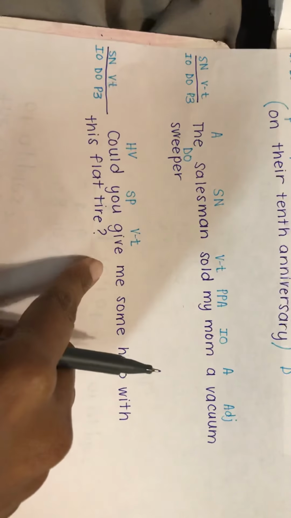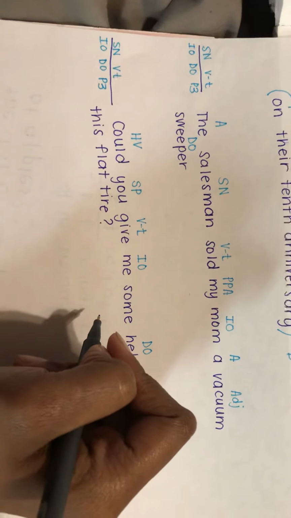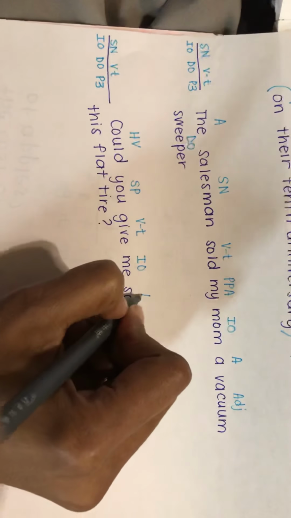Give is our verb transitive. Could you give help to whom? Well, me. I need help. So me is our indirect object. What kind of help? I need some help.